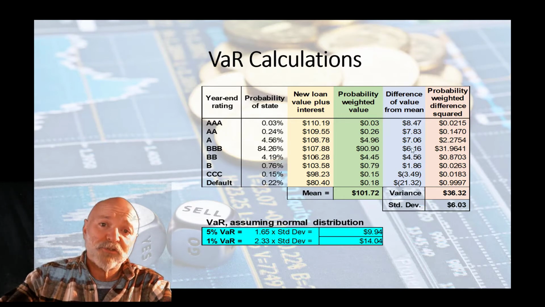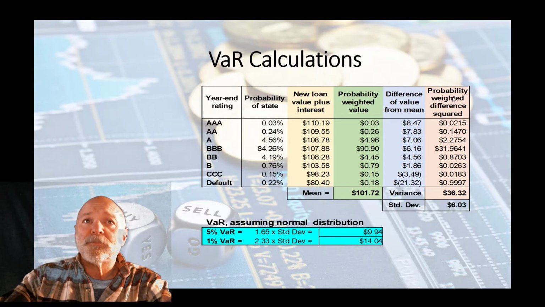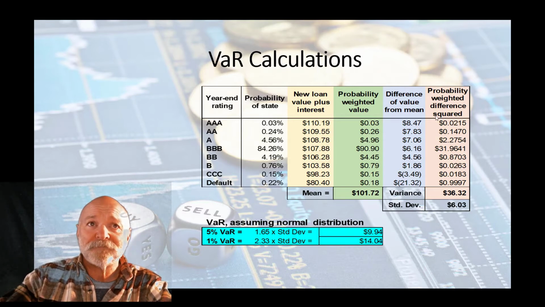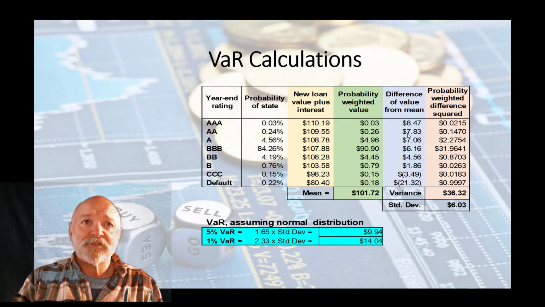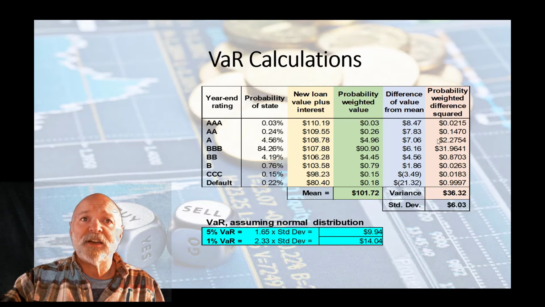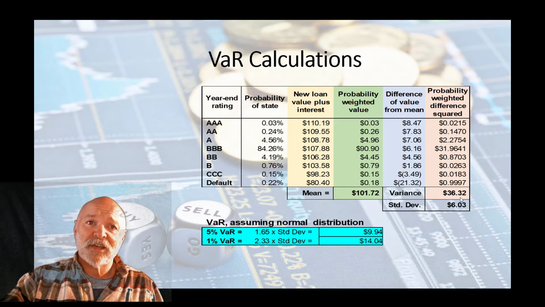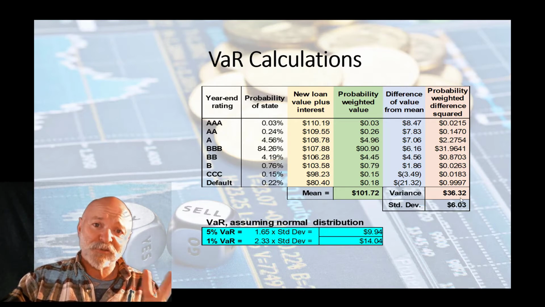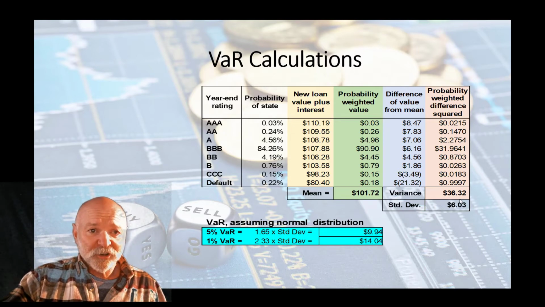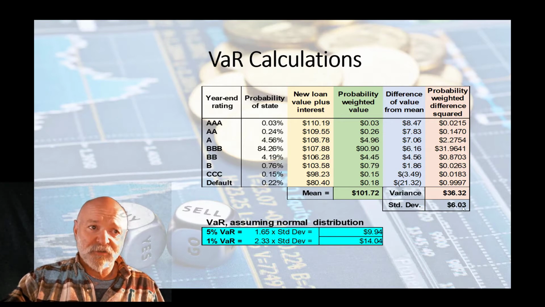And so this gives us the value of our difference from the mean. And of course, the difference from the mean, the difference from the expected observation, is our measure of variance. And we can use that to calculate the probability weighted difference squared. So here we can take the difference from the mean, square it, and multiply it by the probability, and that gives us these values in this box. The sum of all of these values is our variance, and the square root of that is our standard deviation. All of that gives us the 2 bits of information that we need in order to calculate the value at risk. We need to know the mean value, and we need to know the standard deviation.